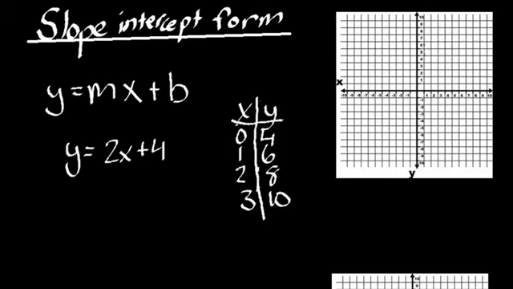Okay, now I'm going to put it on this graph here. So 0 and a 4, 1 and a 6, and we have 2 and an 8, so it'd be right there. And we have a 3 and a 10, so it'd be right there. We could make a line with that right now. Let's make the line. So it would look something like that. And if you give this, they'd be like, good job.